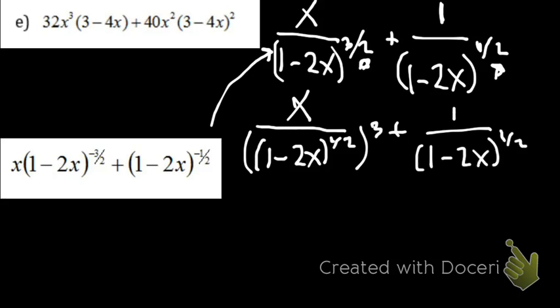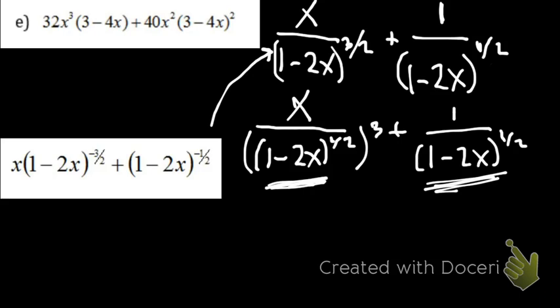Now in these denominators we have a common factor: 1 minus 2x to the 1/2 power here and 1 minus 2x to the 1/2 power here, except on the left it's raised to the 3rd power. Let me erase this stuff right here because that's kind of nonsense. Now we can pull this out.